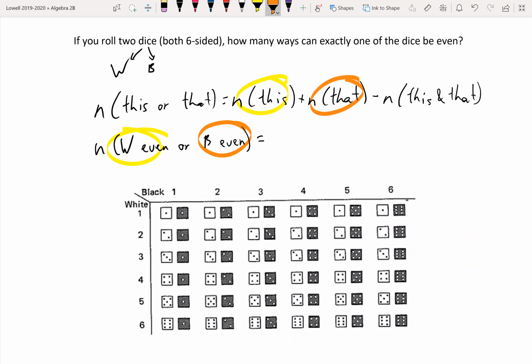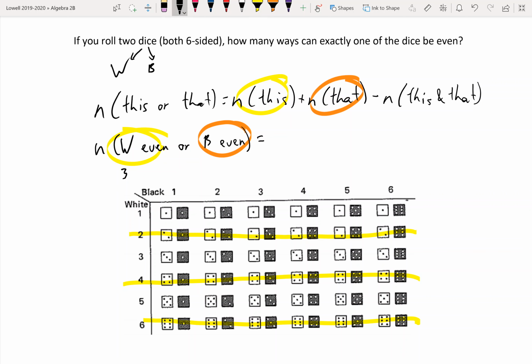Well, how many ways is there for the white die to come up even? At first glance, you might think there's three, because yes, the white die could come up 2, 4, or 6. But don't forget that you're still rolling two dice. And so for every even result that the white die comes up with, there's 6 possibilities for the black one. So for example, you can see it right here, if the white die comes up as a 2, that black die could come up 1, 2, 3, 4, 5, or 6. Likewise, if I roll a 4 on the white die, it'd be 1, 2, 3, 4, 5, or 6 on the black die. And again for the 6.